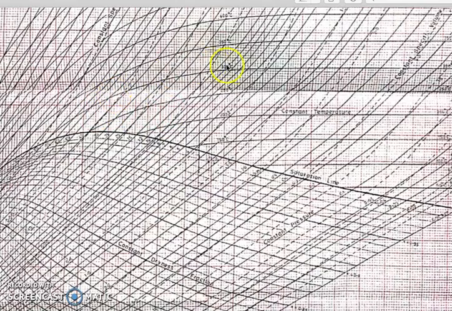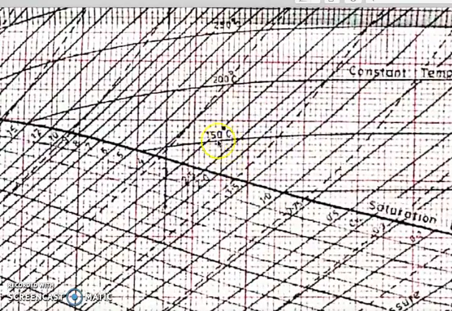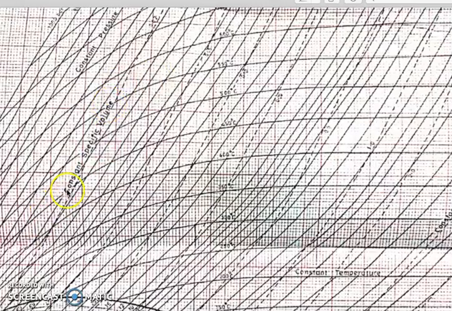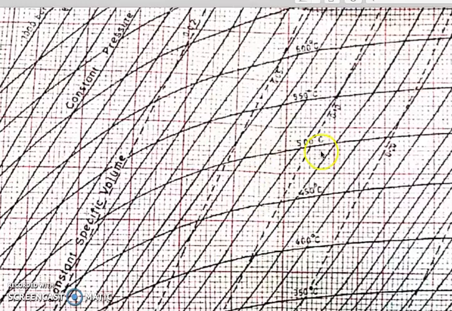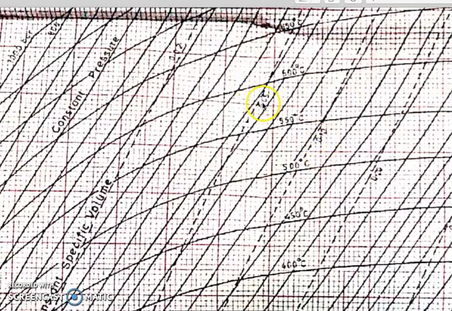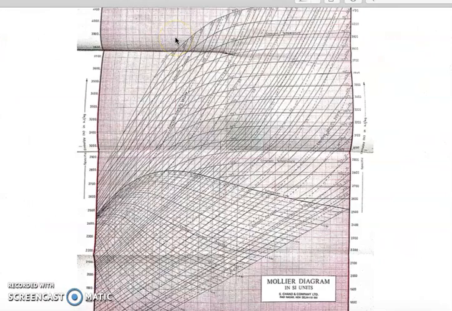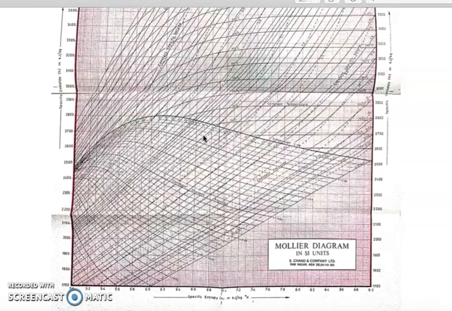Now what else? These lines are constant temperature lines. It is mentioned over here, and this is the temperature mentioned above the line. So this is 150, 200, 250, 300. Now these dotted lines are constant specific volume lines. As we can read from here, it is 0.3, 0.5, 0.2 and so on. So these are the constant specific volume lines. These are the properties which we can read from the Mollier chart.